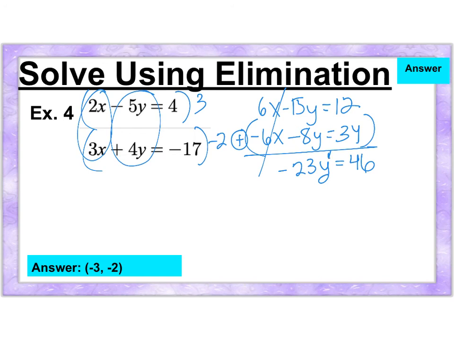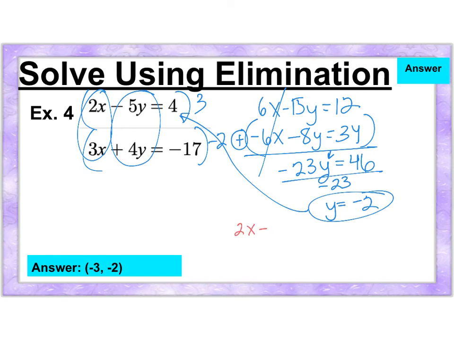The numbers are a little bit bigger, but just keep in mind what we're doing. We're trying to solve for this y, so I want to divide everything by negative 23, and y is going to be negative 2. Take that, I'm going to plug it into the first equation, and I get 2x minus 5, plug in my negative 2 equals 4, 2x plus 10, negative negative is a 10, and I'm going to subtract the 10 over to get negative 6, divide by 2, and x equals negative 3, and that does check with my answer.